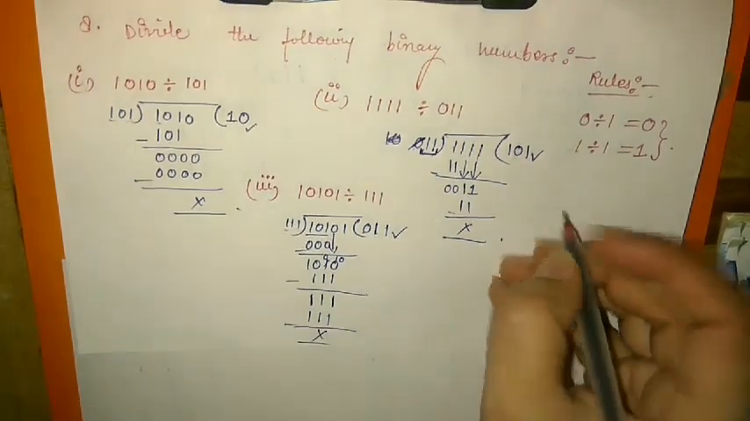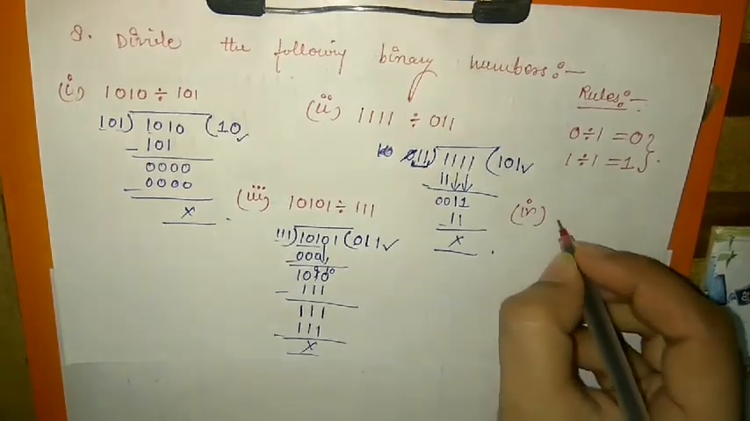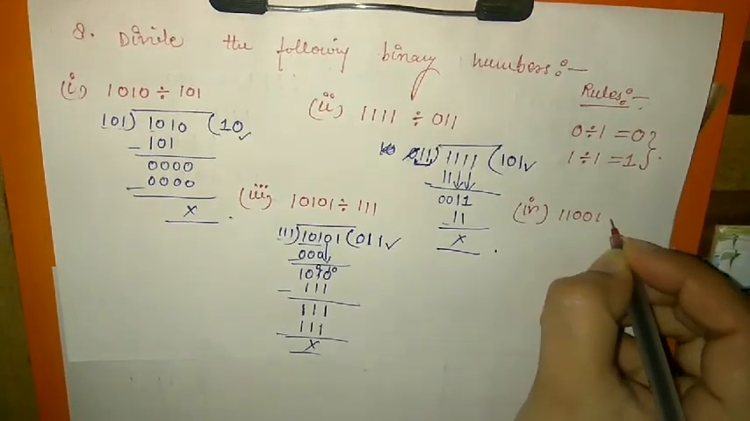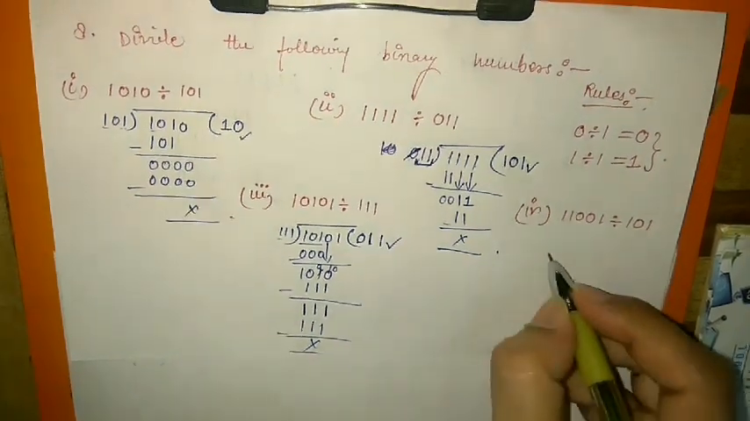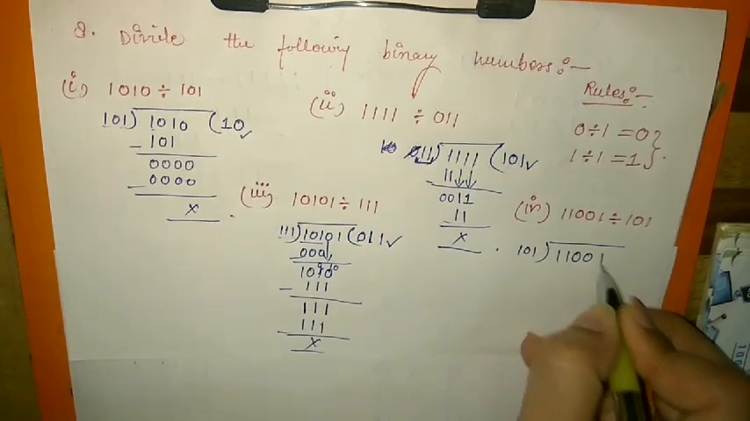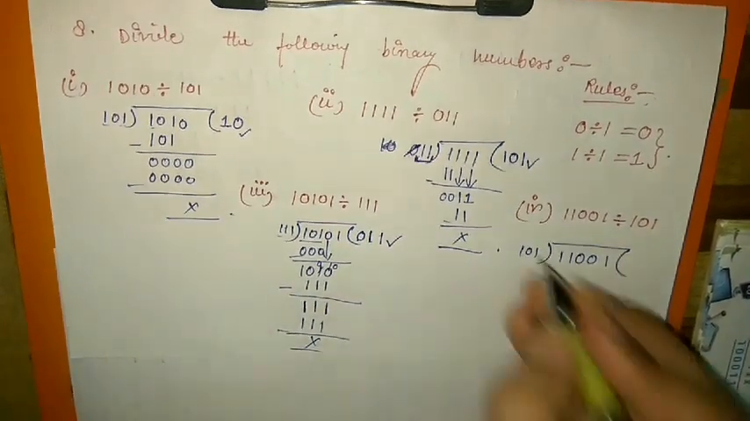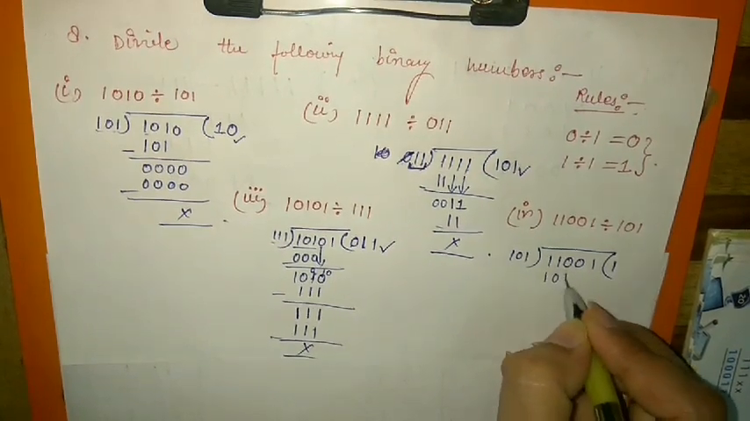Now see the fourth part. Over here I am going to write down. The fourth part is 11001 divided by 101. Okay, now see, 101 over here, 11001 over here. Now what you have to do, firstly multiply it by 1, then 101.